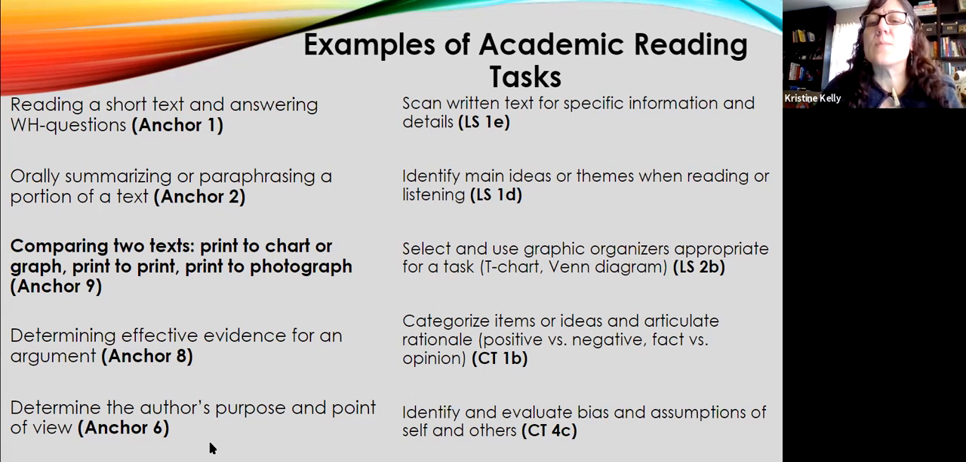The categorizing items or ideas and articulating rationale. So whether something's positive versus negative, fact versus opinion, that's a critical thinking ACESTIF. And then determining the author's purpose, identifying and evaluating bias and assumptions of self and others, that is also under critical thinking. And I think that the two columns here really show that idea that the strategies and the skills students need, those kind of more study, thinking, learning skills, are so crucial in order for students to do the work on the left side with the CCRS.